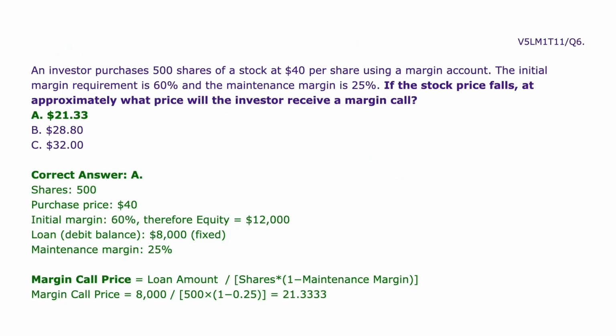A margin call uses only the maintenance margin, 25%, not the initial margin, 60%. The call price is always lower than the purchase price when margin is used. The formula protects the broker by keeping equity at least 25% of current value. The loan amount stays fixed. A falling price reduces equity until it hits the limit.